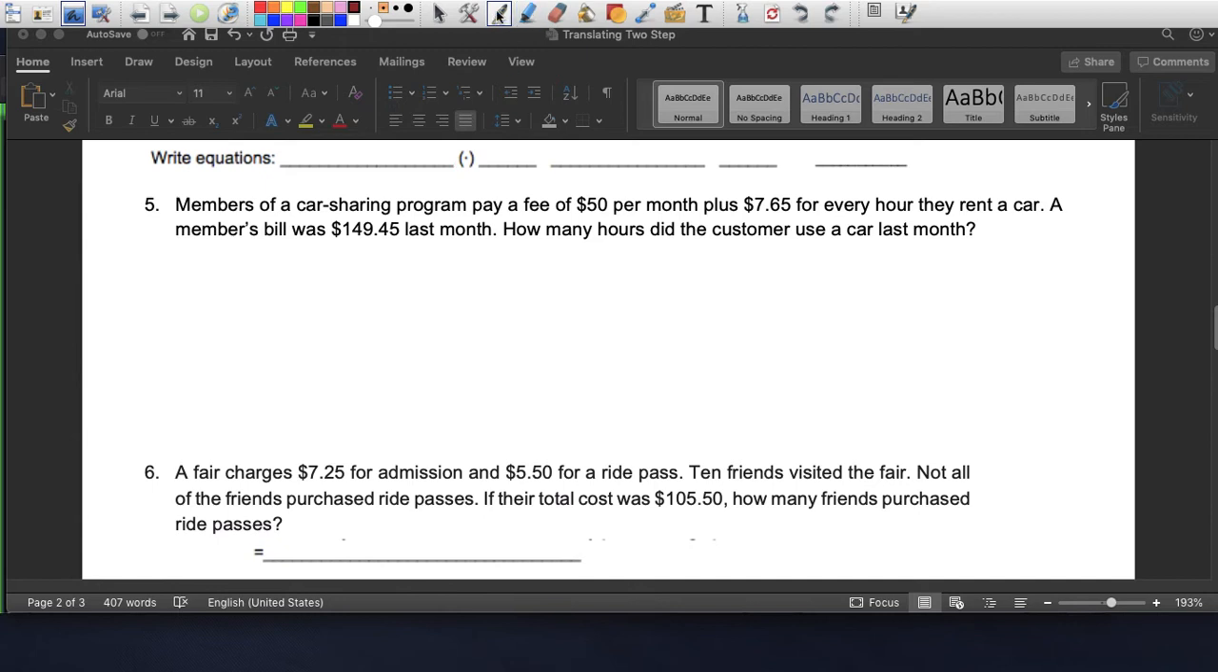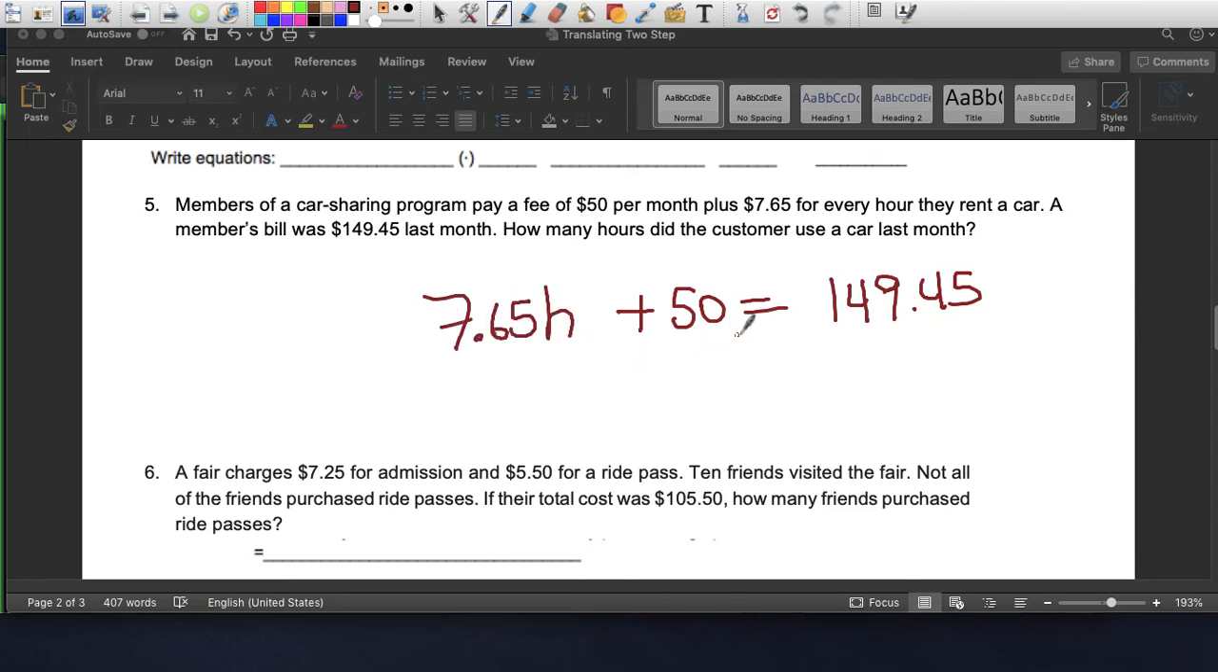So you're paying $50 no matter what. Whether you rent a car or not that month, you pay $50. So it's guaranteed that you're going to pay $50. So it's something plus $50, and you ended up paying $149.45 last month. Along with the $50 for being a member, what else did you pay? You paid $7.65 per hour that you rented the car. So how many hours did you drive around if you ended up paying $149.45? That's the equation we're going to use.